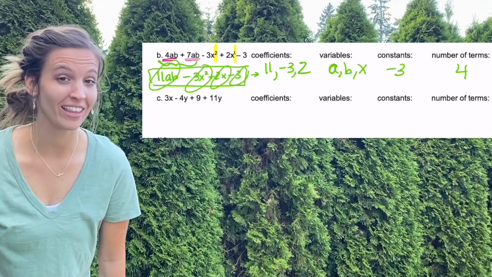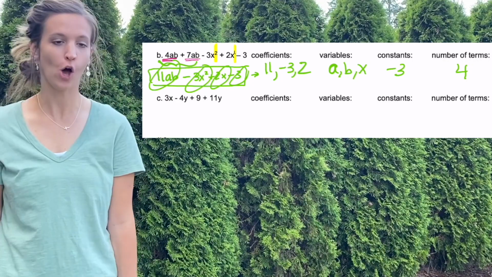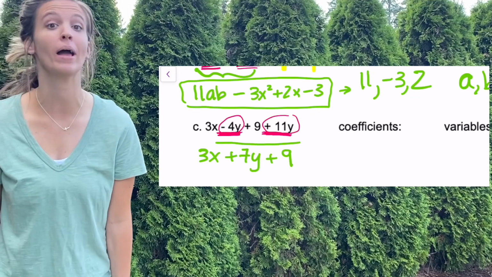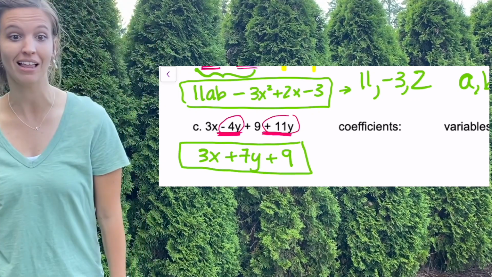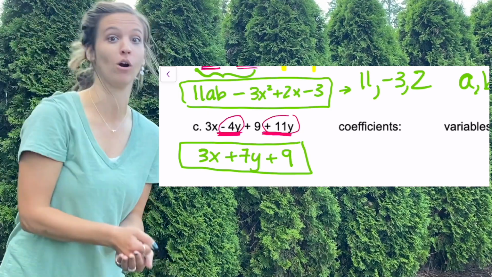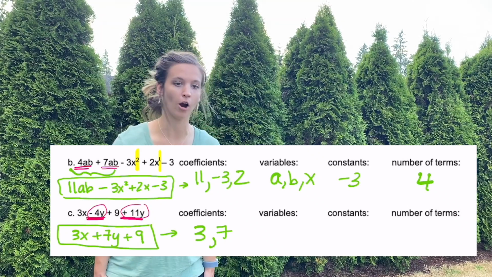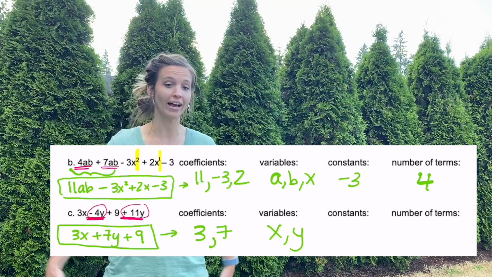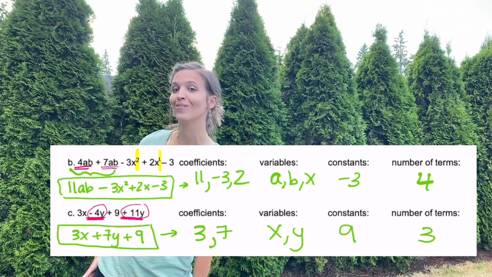All right, now go try that last one totally on your own. Pause the video, try it. Let's see if you got it right. So, simplified form is 3x plus 7y plus 9. Make sure when you added that -4y plus 11y, you added a -4y, not just a 4y. So coefficients to that simplified form are 3 and 7. The variables were x and y. The constant was 9. And then the number of terms total is 3. 1, 2, 3.